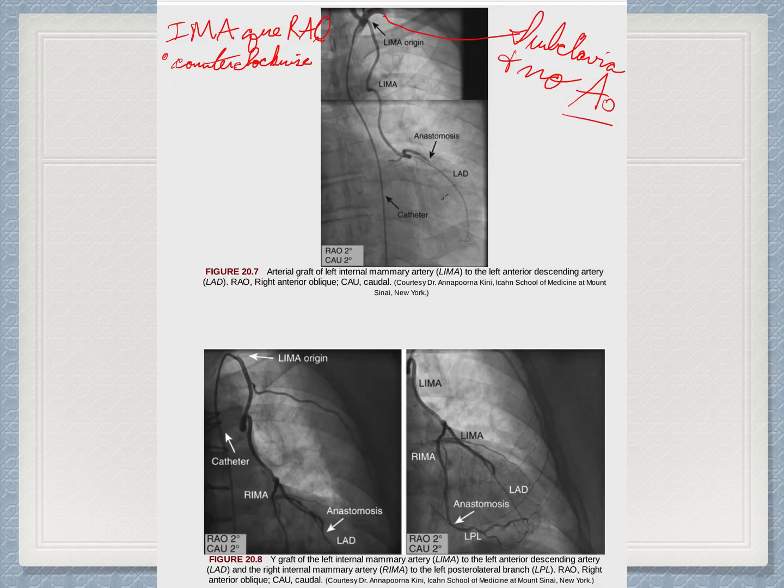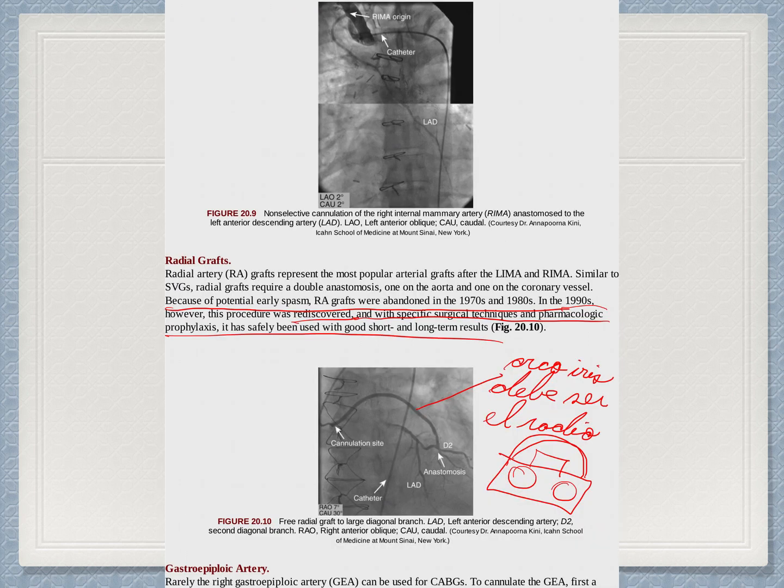Here you can see the same mnemonic, Lima que Rao, with the counterclockwise additional important step. And as you can see in the angiography, there you're inside the subclavian and not the aorta. That might lead you to know or think which is the artery and that this is a bypass graft. In this one, we can see radial grafts.